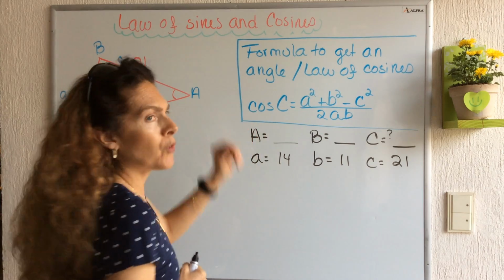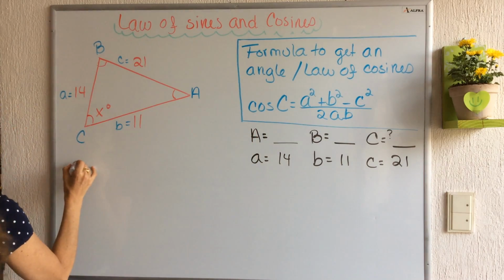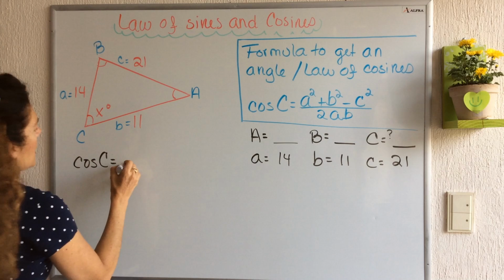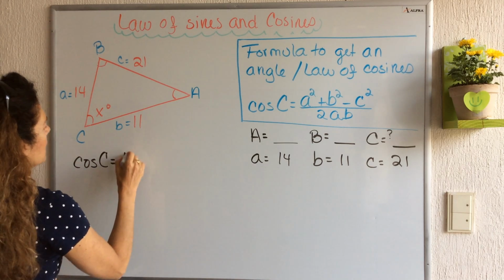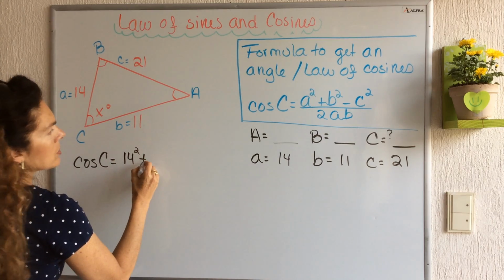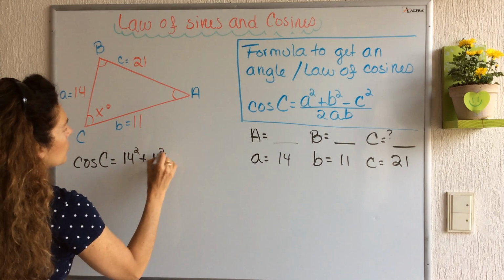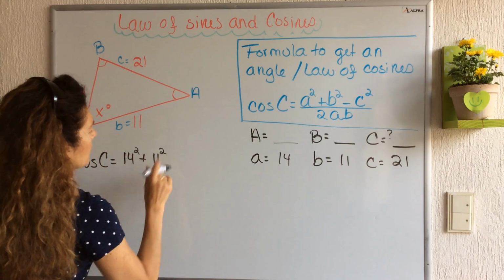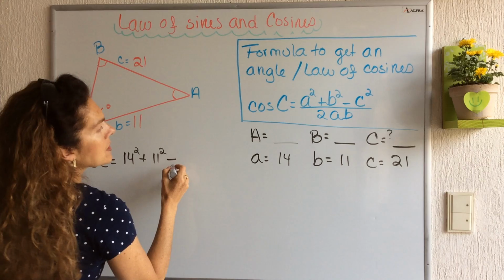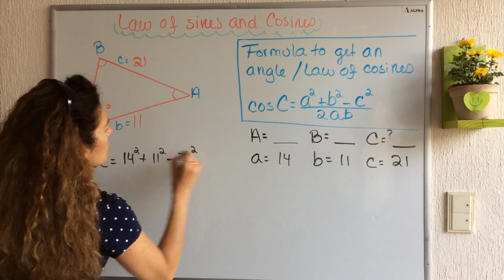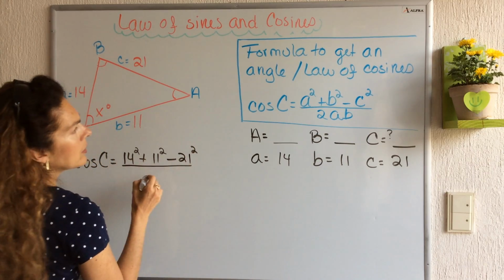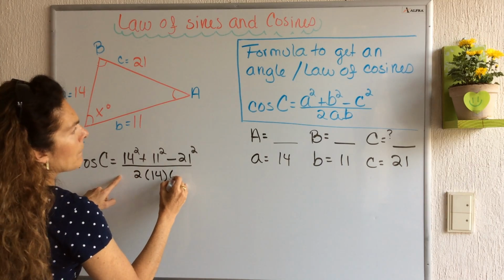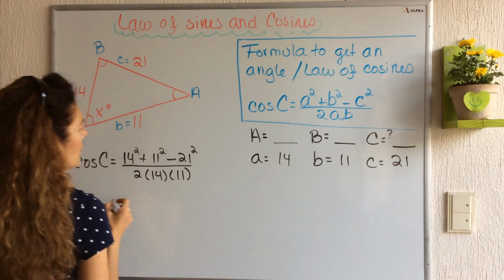Let's start working with this formula. So we have cosine of C equals A squared, which is 14 squared, plus B squared, which is 11 squared, minus C squared, which is 21 squared, all over 2 times A, which is 14, times B, that is 11.